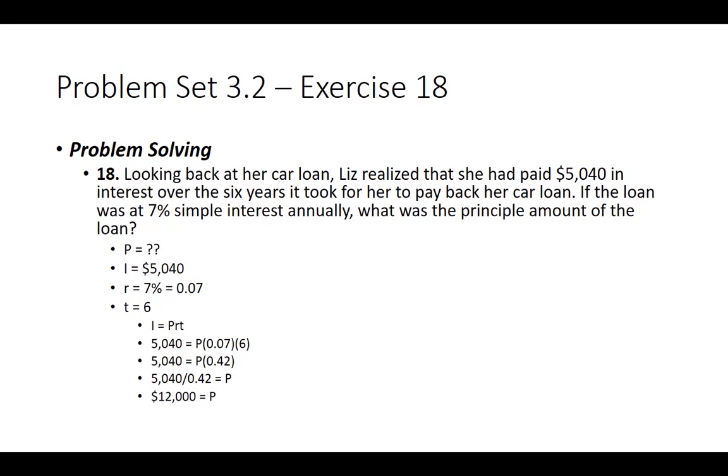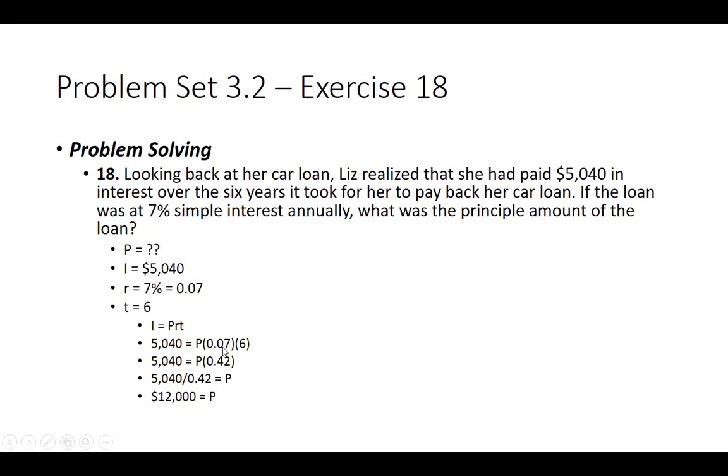Number 18, looking back at her car loan, Liz realized that she had paid $5,040 in interest over the 6 years it took for her to pay back her car loan. If the loan was at 7% simple interest annually, what was the principal amount of the loan? So we're looking for P. We know that I is 5,040. We know that R is 7%, so that's 0.07 as a decimal. And T, the amount of time in years, is 6.